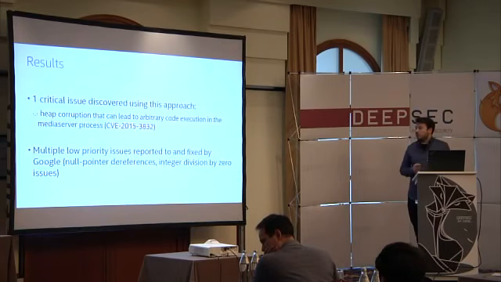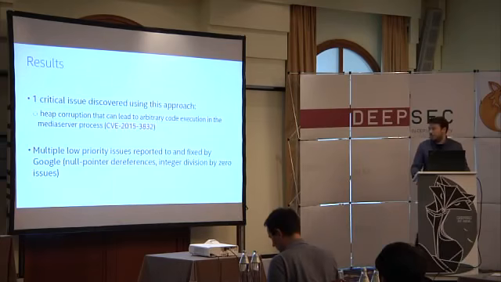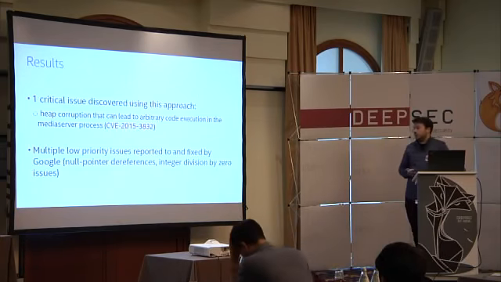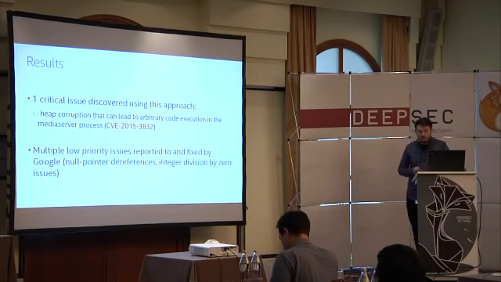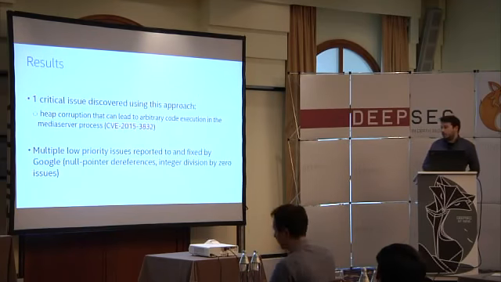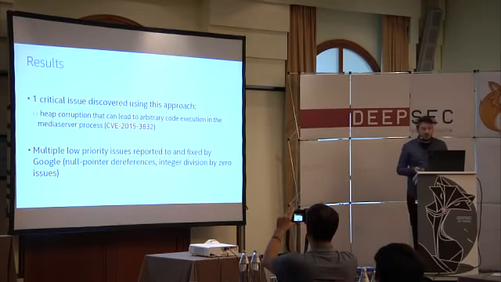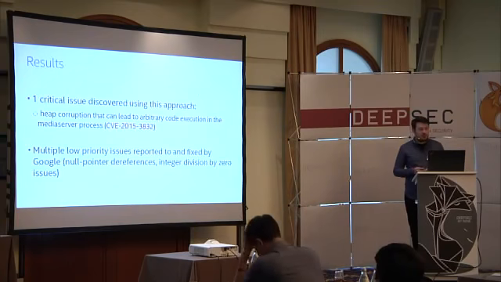This approach also gave some results. This was one critical issue that affects the Stagefright library. It was a heap corruption, which could lead to arbitrary code execution in the media server process, which is a process that has some special privileges. This was discovered in August 2015 and was included in the first public Nexus security bulletin. There are also multiple low priority issues that have been reported to Google and are now fixed, mainly null pointer dereferences or integer division by zero issues.